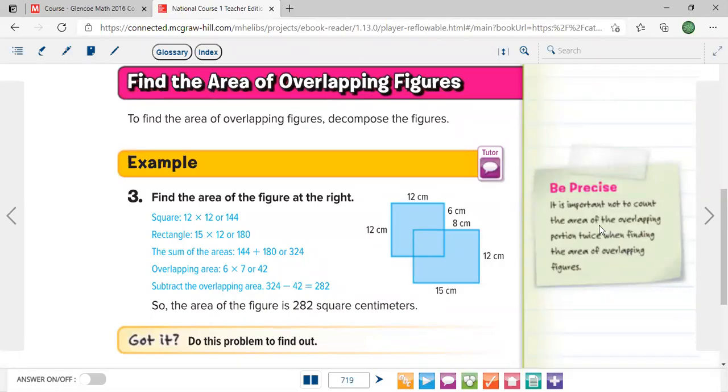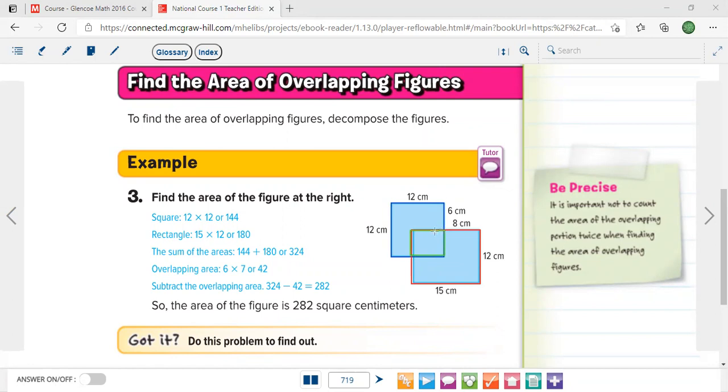Overlapping figures are two figures that have an intersection part. So this is figure number 1. As you can see, it's a square because it's 12 and 12. And I have here figure number 2. It's a rectangle because it's 12 by 15. And they have this common part inside. This common part, we will subtract from the two figures.